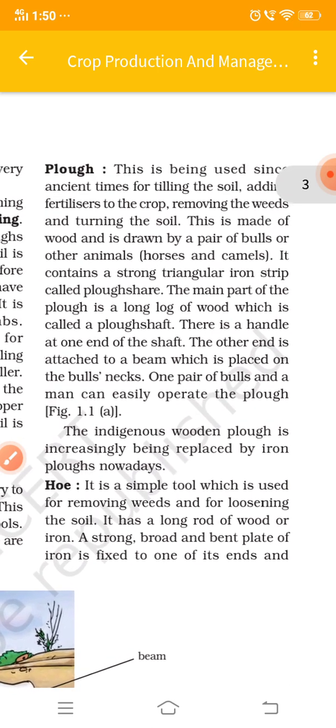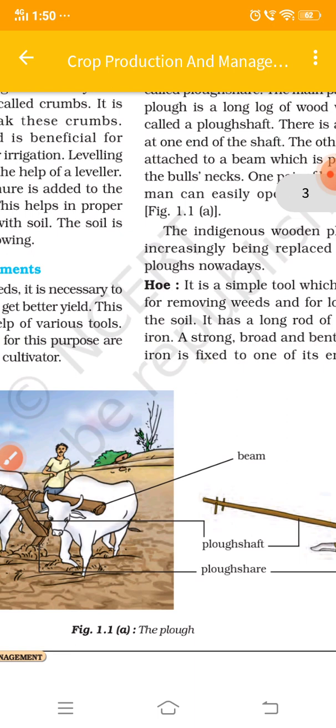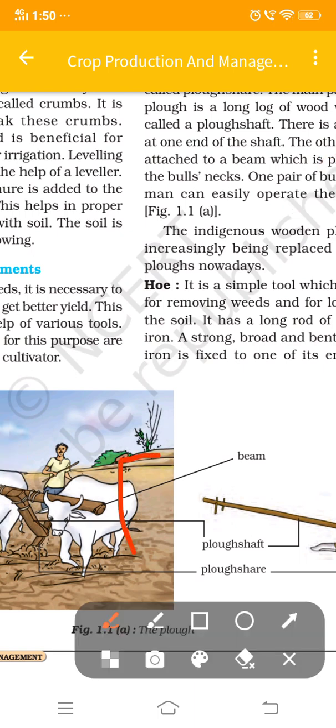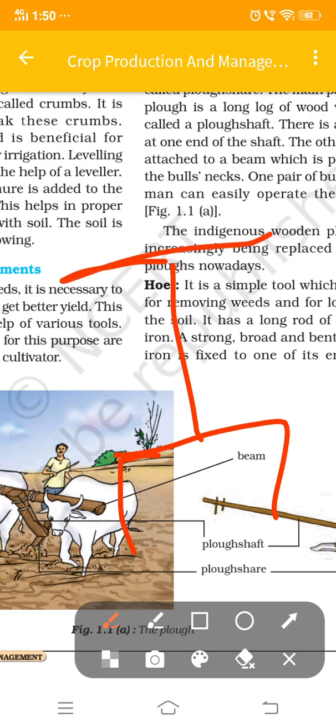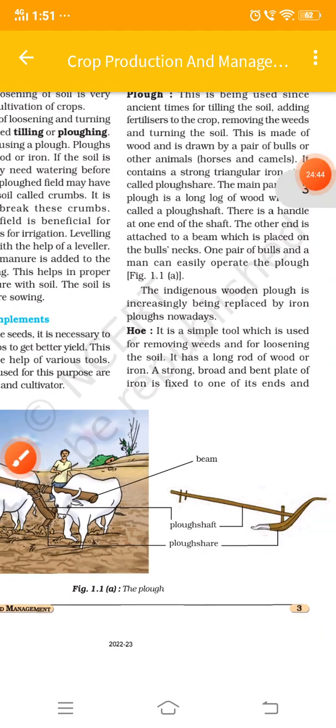So see, the main part is plug. A long log is there and the plug shaft is there. Plug shaft I can show you. Yeah, I remember. See, it is like this. Plug shaft is this. There's one rod and here are two. Here one bull, here one bull, and they will pull this, and this is shaft like thing. Or we can say shaft is like this, otherwise like this. This one is also shaft. Two types of shafts are there.